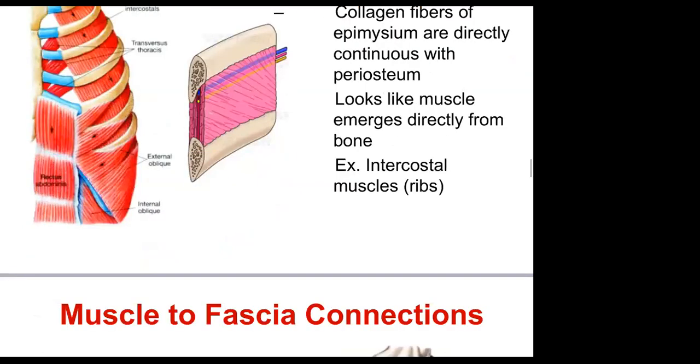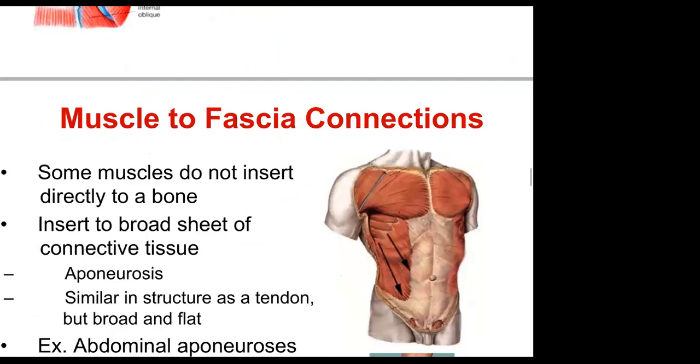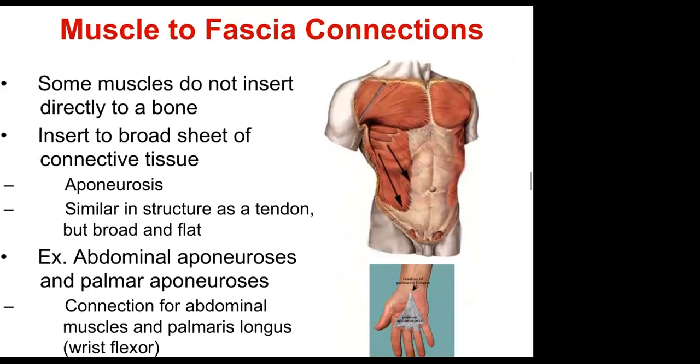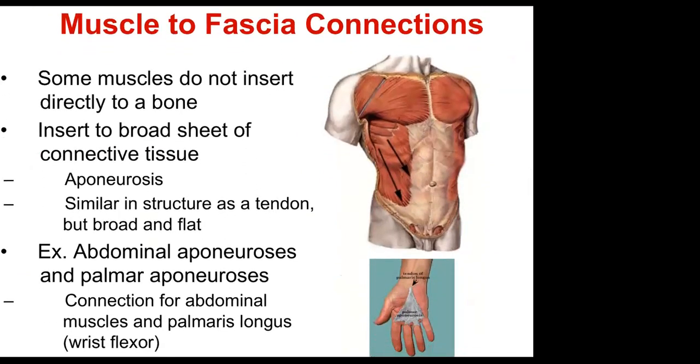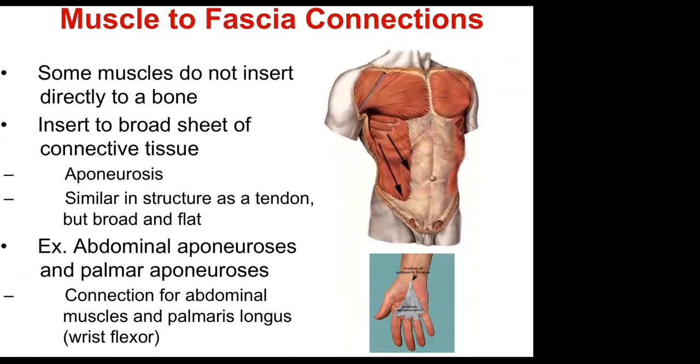Our final connection I want to mention is that oftentimes muscle doesn't connect to bone, but connects to other connective tissue. And this is what we call fascia. So fascia is just another word for connective tissue that we see in our body. Right, so the fascia term right here. And the anatomical term we use for this fascia is called an aponeurosis.